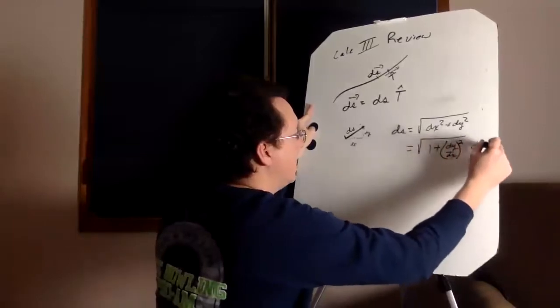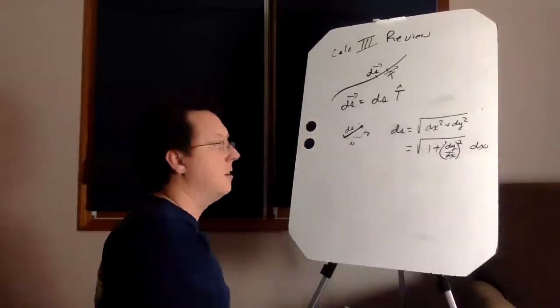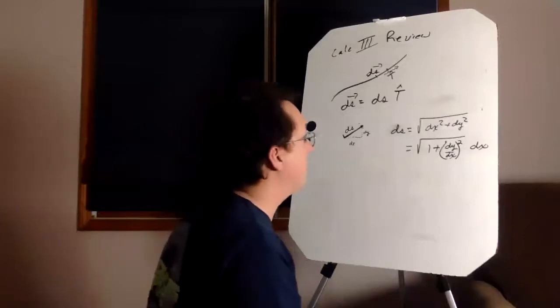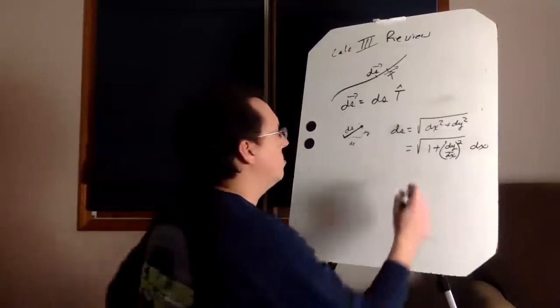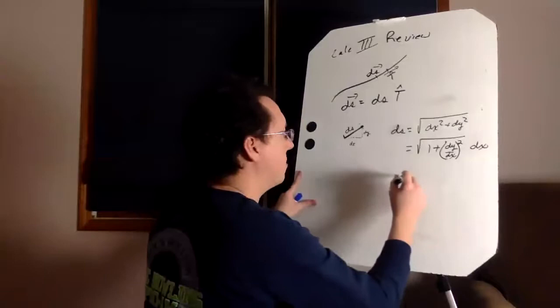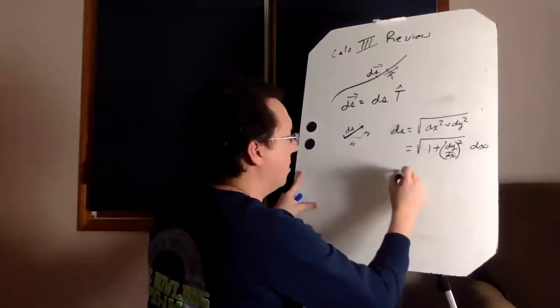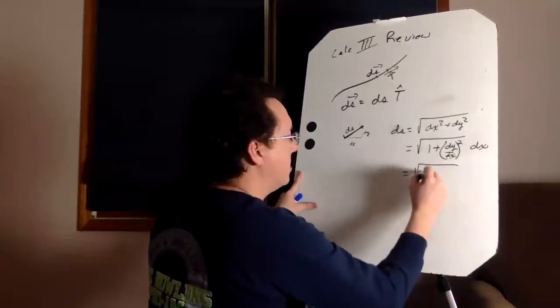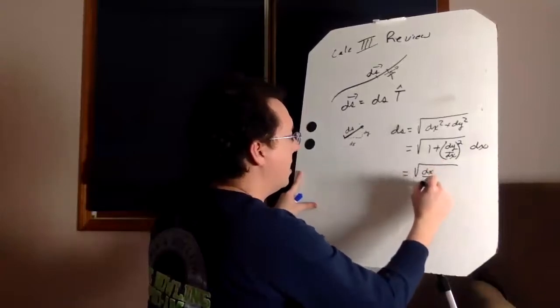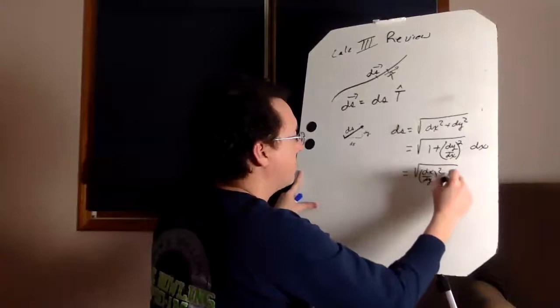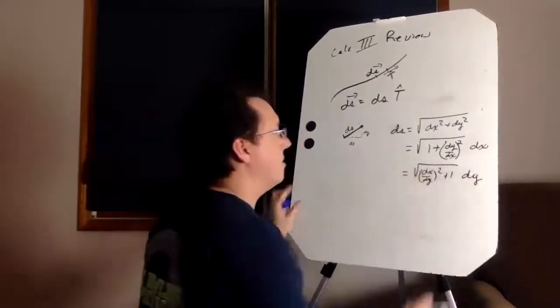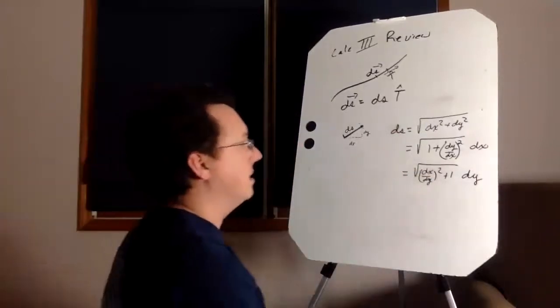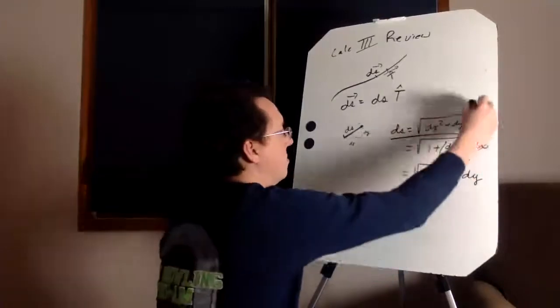And I think that's probably the formula you used in Calc 1, or maybe Calc 2. I'm not sure. You could also rewrite it as the square root of (dx/dy) squared plus 1 times dy. There are different ways you can write it. They're all equivalent, and really this is the one you should remember.